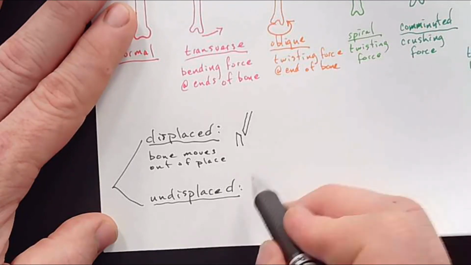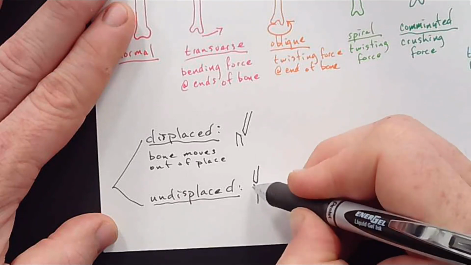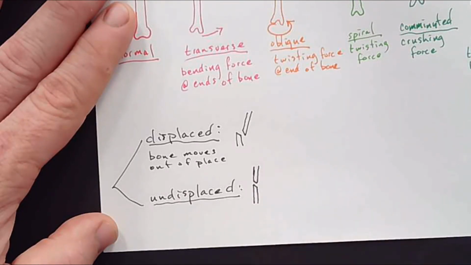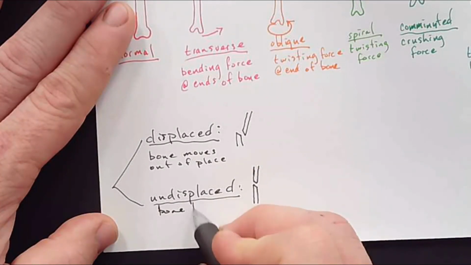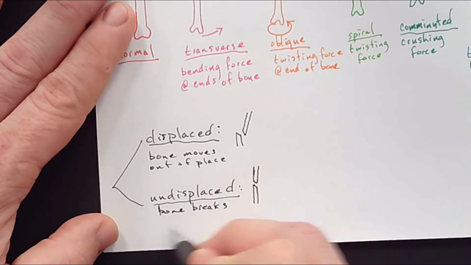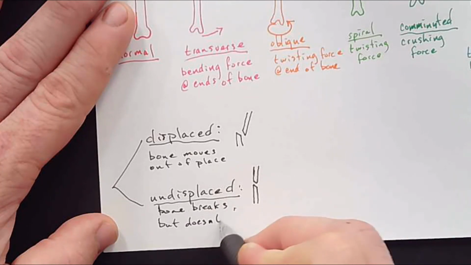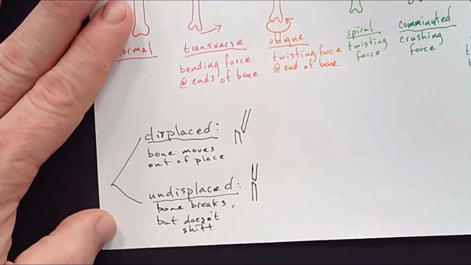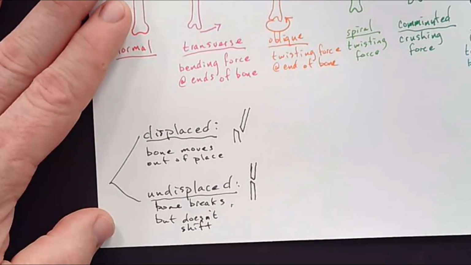An undisplaced fracture is where the bone breaks, but everything just stays right there in line. All your muscles and connective tissues and everything have done a good job of holding that in place. And so the bone breaks, but it doesn't shift. That's better. If you get to pick, that's the one you want. So the bone stays right there where it's supposed to. It's not shifted out of place. It's still lined up just where it's supposed to be.